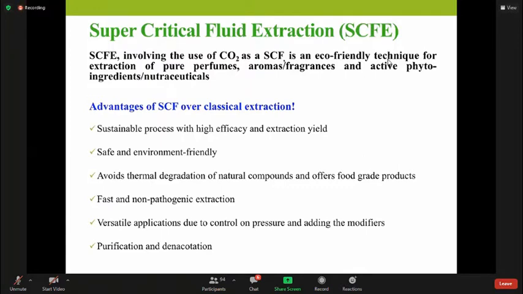We can optimize it, and we can also improve the polarity of the supercritical substances by introducing another co-solvent, which is known as a modifier. Especially we can use ethanol, and we can use supercritical fluid extraction for purification as well as for denicotination purposes.